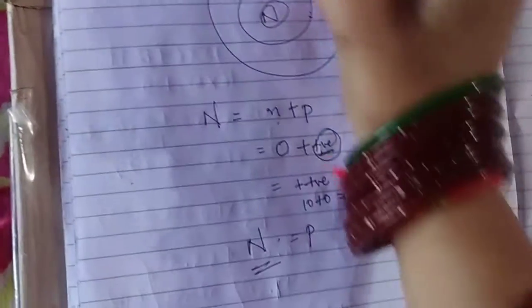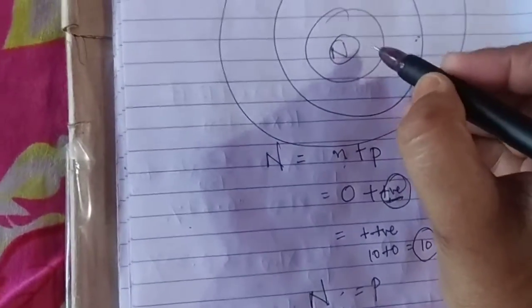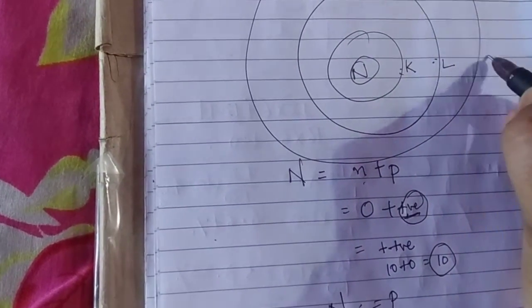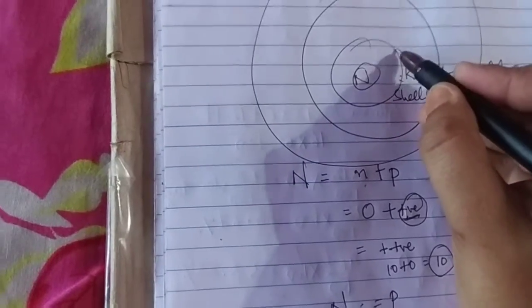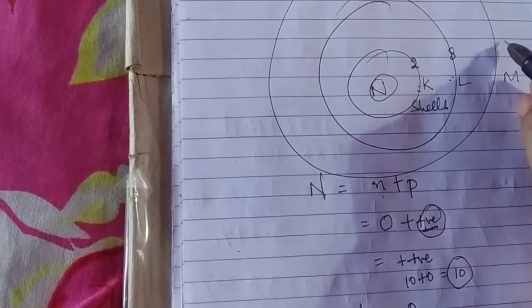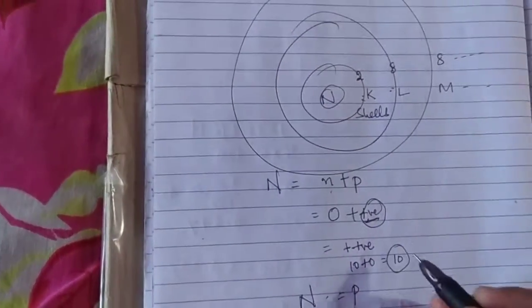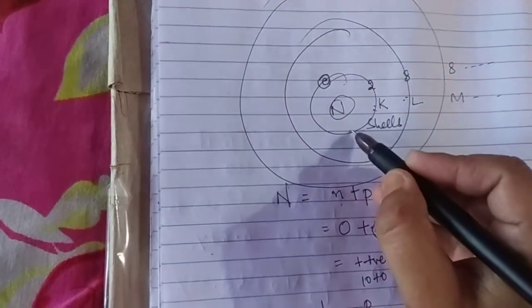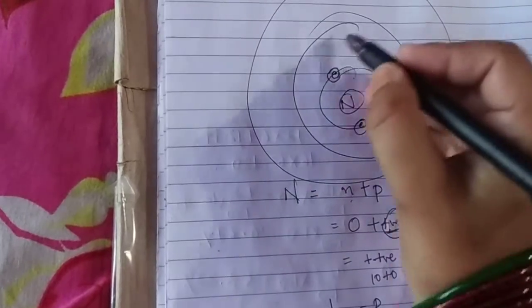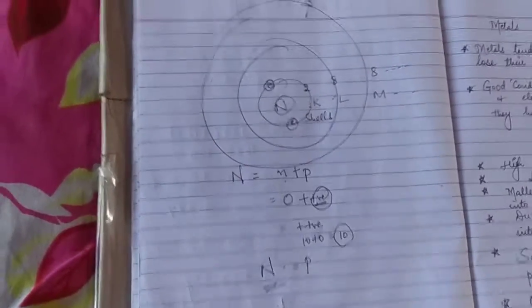Here are the shells. We can add one more also. So these shells are named K, L, M and so on. In the first shell we have 2 electrons, then 8 and 8. So these are the rules according to which we fill the electrons. 1 electron is here, second electron is here, another 8 electrons are there. So this is the atomic structure.